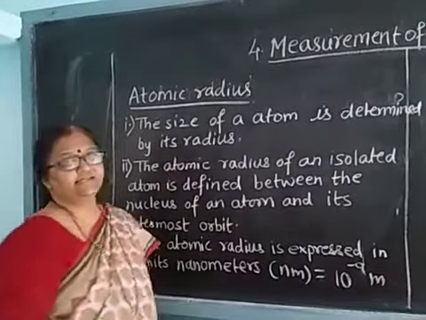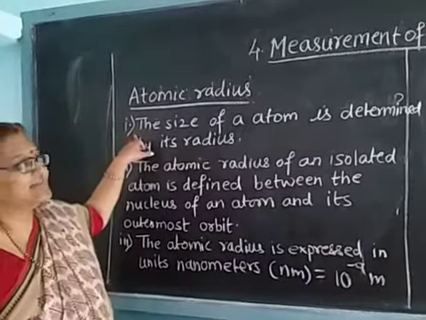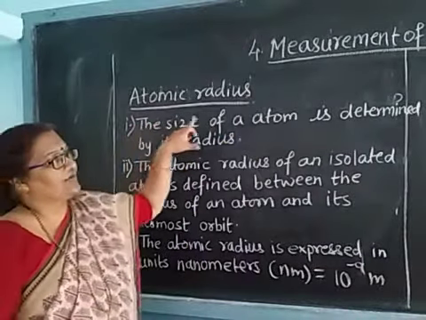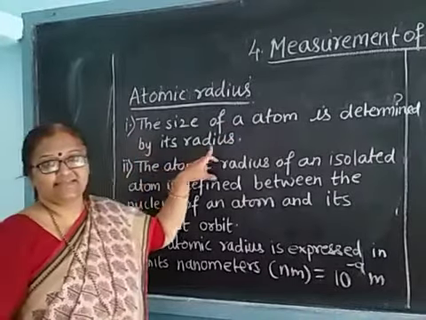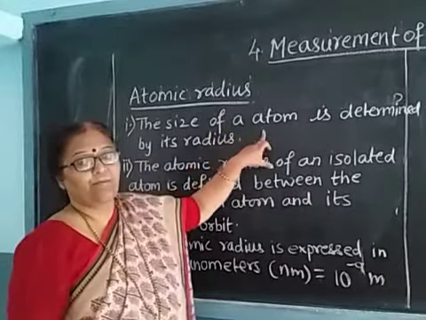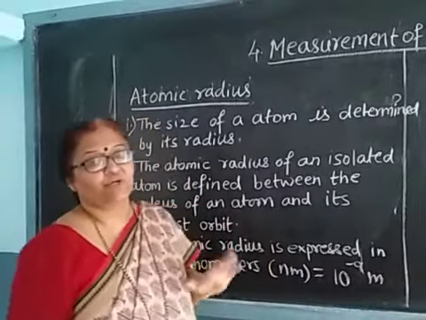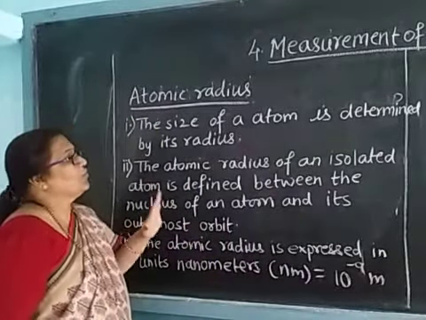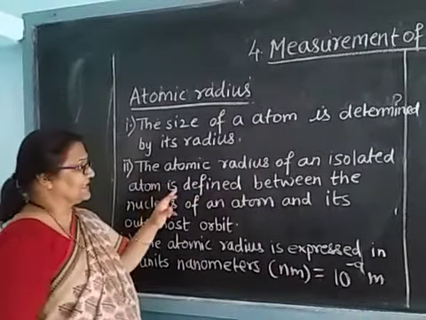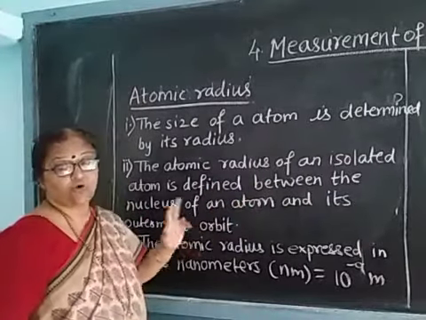The next point is atomic radius, that means the radius of an atom. What does it tell us here? The size of an atom. The size of an atom is determined by its radius. That means we are going to know the size of the atom by determining its radius. By knowing the radius of a particular atom, we can know the size of the atom. The atomic radius of an isolated atom is defined between the nucleus of an atom and its outermost orbit.